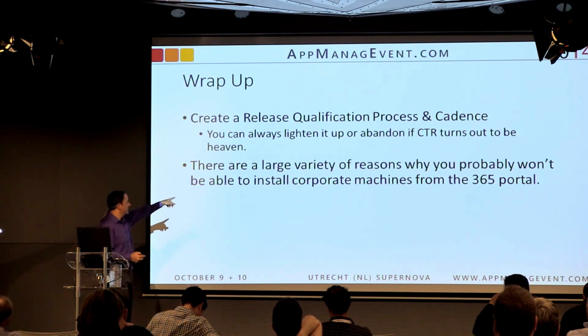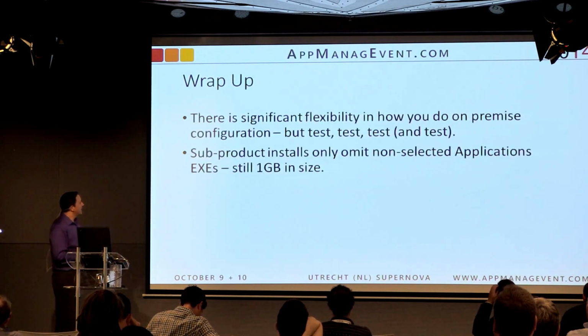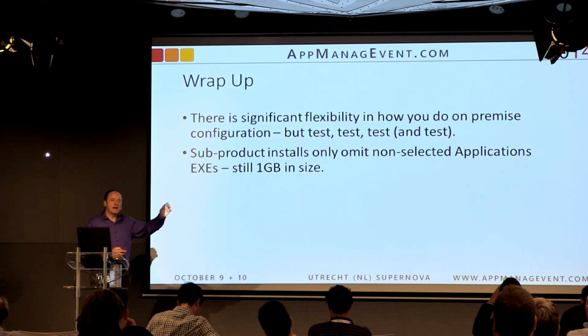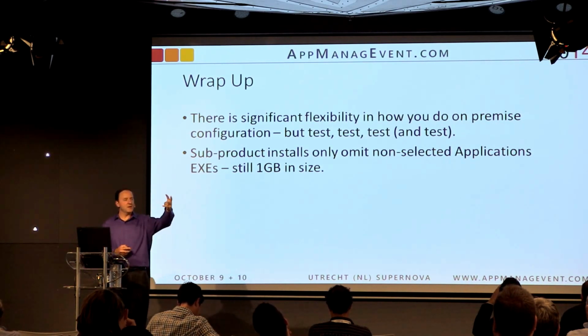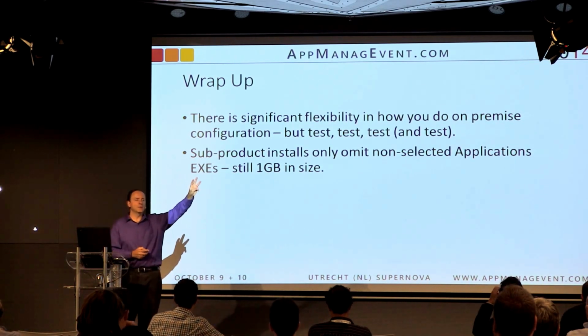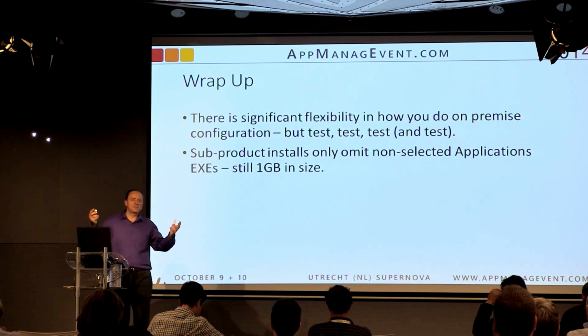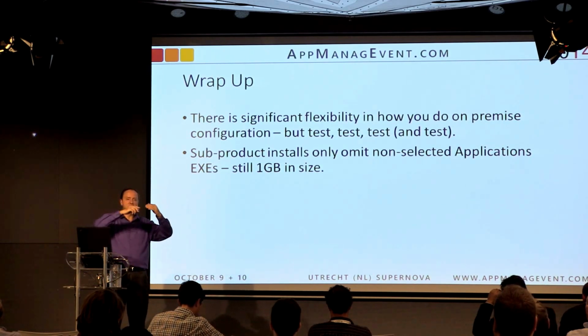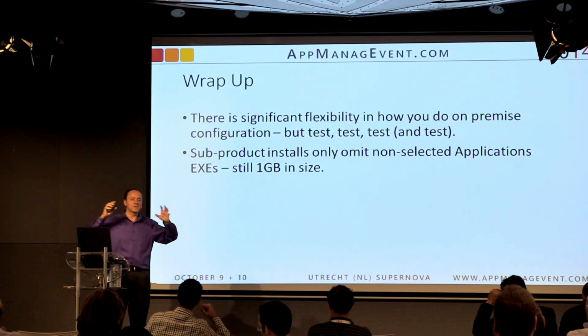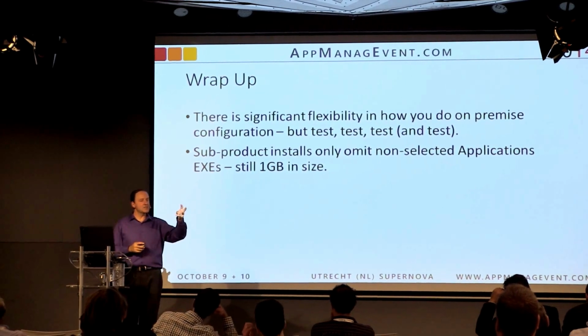And then there's a large variety of reasons we talked about in the session why you will probably not be able to use the Microsoft CDN to deploy. There's a lot of flexibility in how you do on-premise configuration. Microsoft outlines 3 primary modes for you. I've mapped, you could probably do 4 things, 3 different ways. It's crazy. It's like there could be 24 or 36 different ways to slice it. The full flexibility is up to you. Not all of them make sense, but you don't just have those 3 modes.